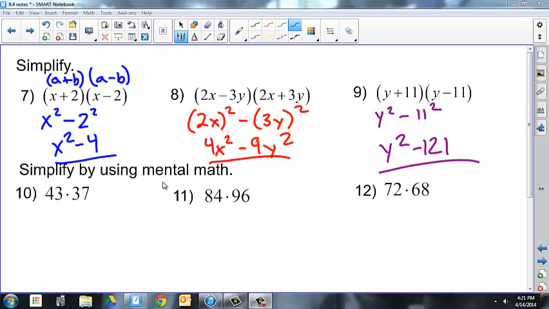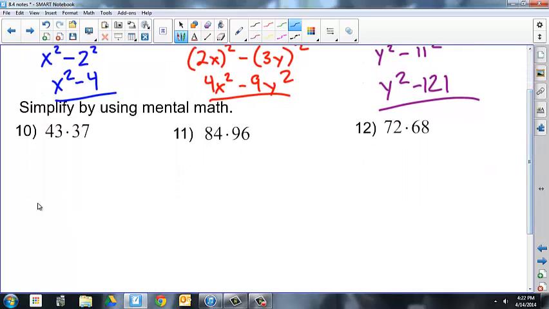You can see my work on number 9. I'm hoping that yours matches. Just follow the pattern. It's not that the old FOIL method or distributive or table method don't work. It's just that this saves you some time. All right, as we did on the last pattern, let's go ahead and take a look at how this could be used for mental math.